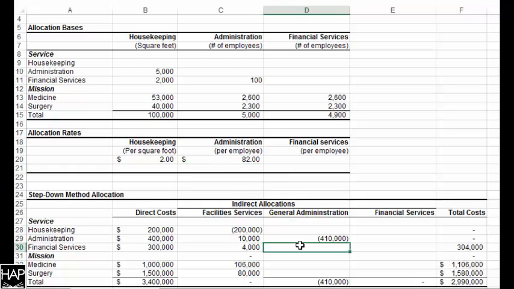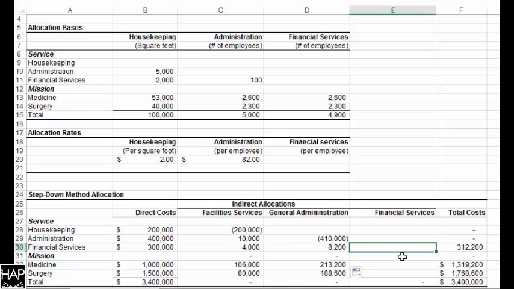So now I'm going to allocate it out. The amount that will be allocated to financial services for administration will be equal to the allocation rate, and lock that, multiplied by the number of employees in financial services. So financial services will be paying $8,200 for general administration. I'm going to drag this formula down, and again it zeroes out at the bottom, which means I've allocated the entire amount that I had to for general administration.